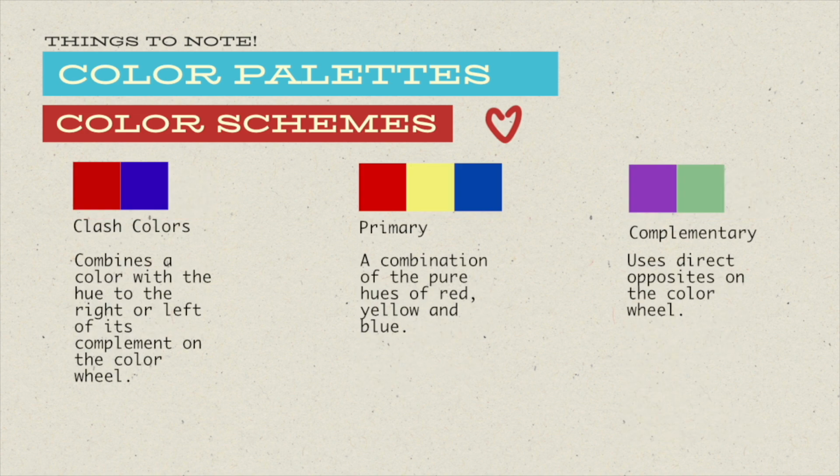Clash colors combine a color with the hue to the right or the left of its complement on the color wheel, whereas primary colors are a combination of the pure hues of red, yellow, and blue. And then complementary colors use direct opposites on the color wheel.